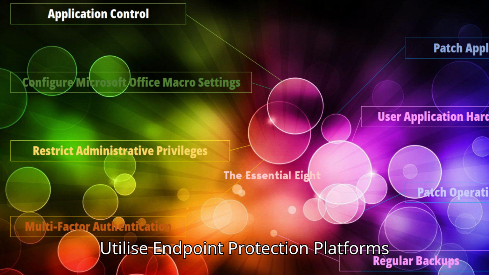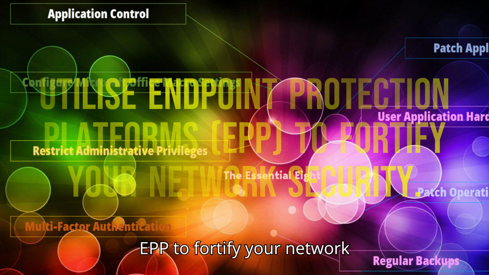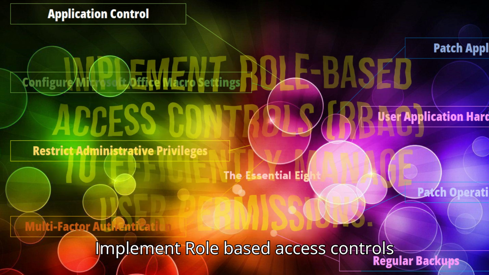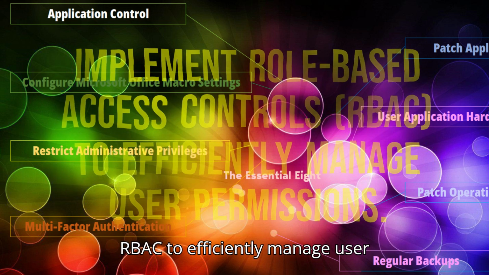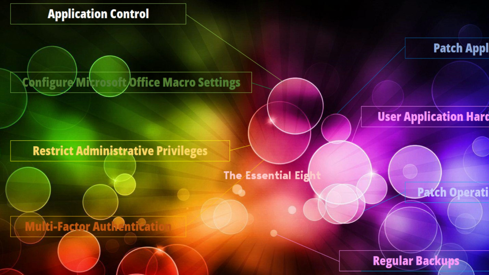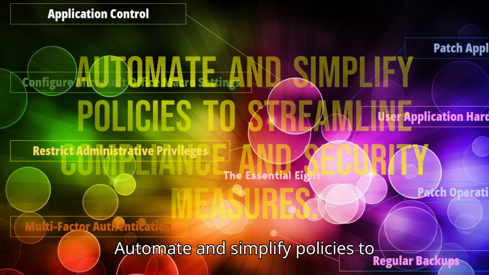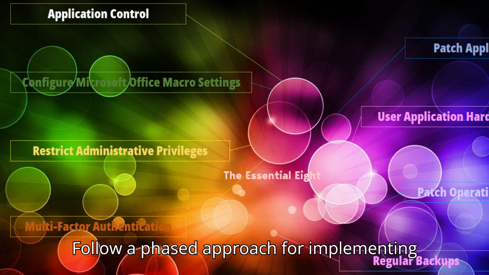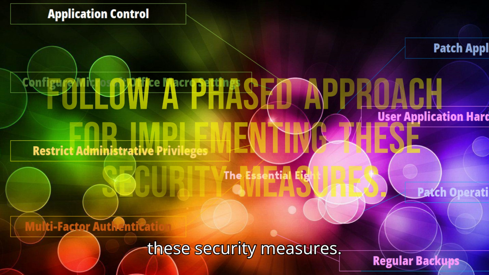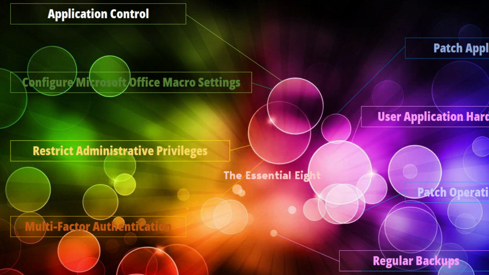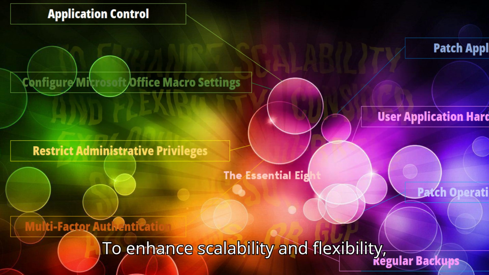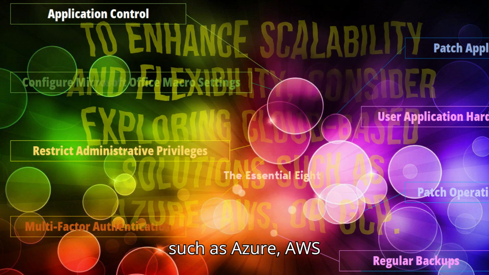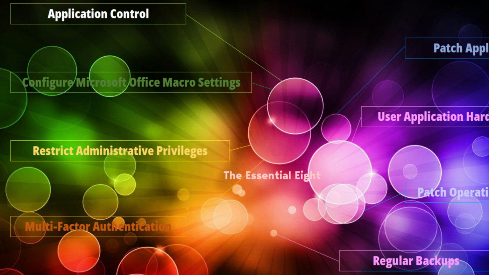Utilize endpoint protection platforms, EPP, to fortify your network security. Implement role-based access controls, RBAC, to efficiently manage user permissions. Automate and simplify policies to streamline compliance and security measures. Follow a phased approach for implementing these security measures. To enhance scalability and flexibility, consider exploring cloud-based solutions such as Azure, AWS, or GCP.